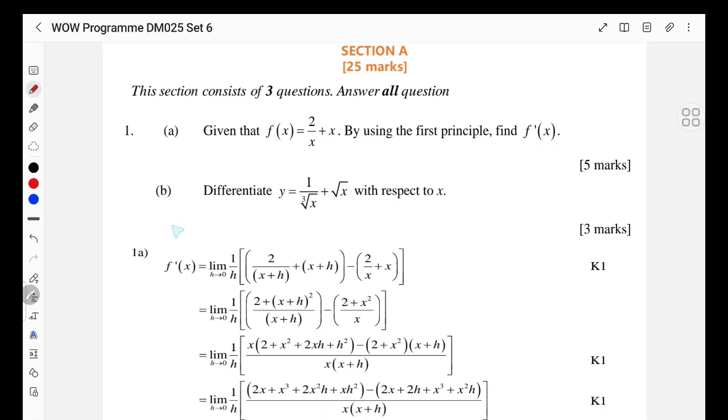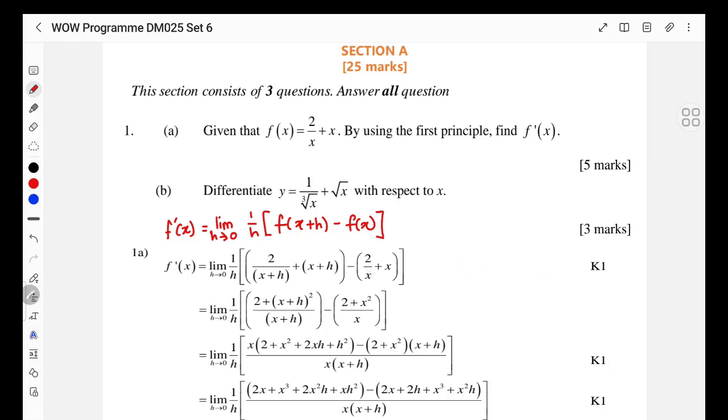The formula for first principle is f prime x equals the limit as h approaches 0 of 1 over h times f(x plus h) minus f(x). So now you need to find f(x plus h). So f(x plus h) is 2 over x plus h, plus x plus h, minus f(x) here. Okay, so that is your first mark, K1.